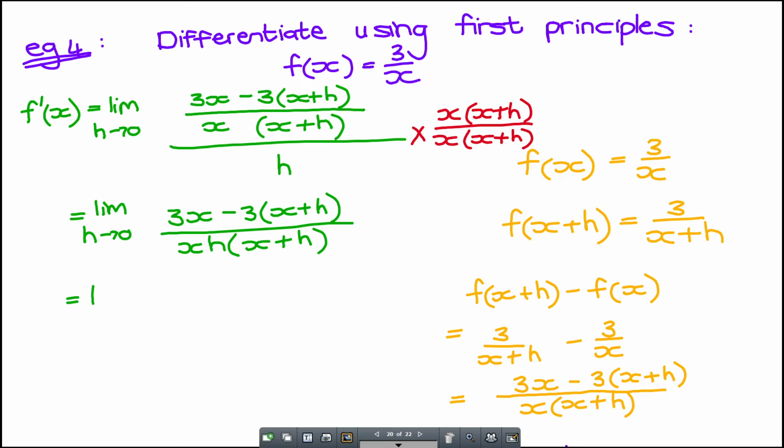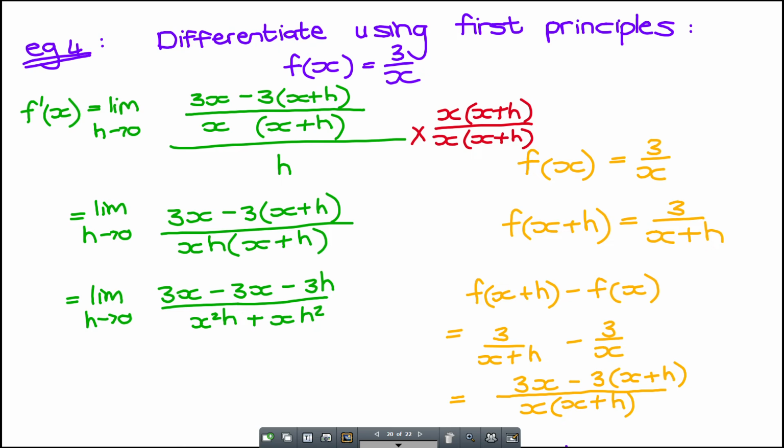Right, so limit h strives to 0. So 3x minus 3x minus 3a, ag 3h, sorry, over x squared h. I can go down here. x squared h plus x h squared. Okay, so now we have simplified as far as we can.